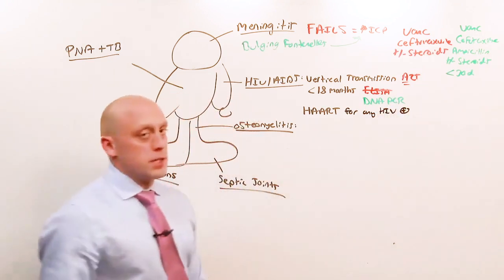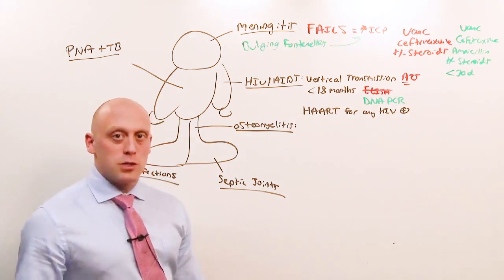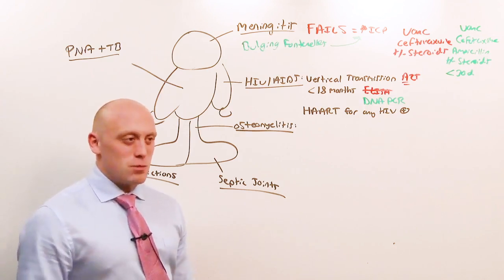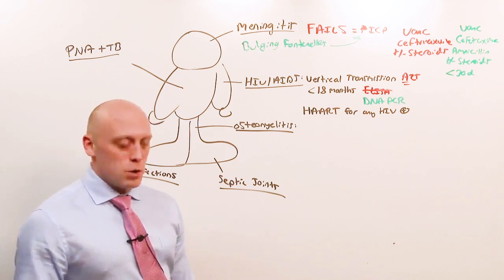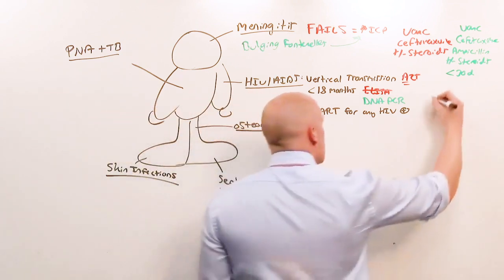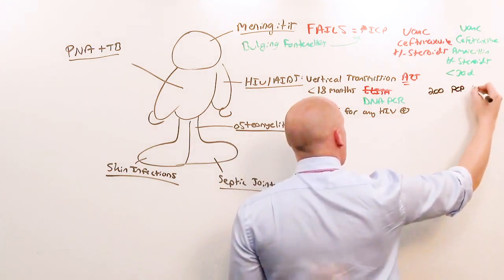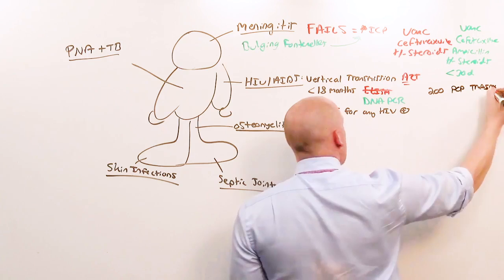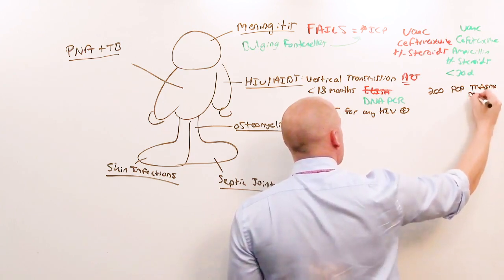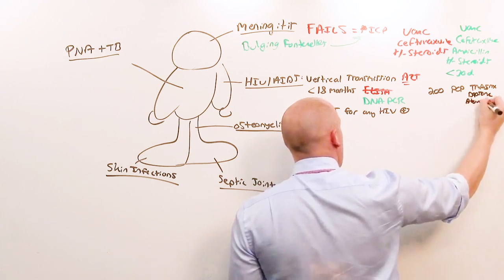And then, of course, don't forget about prophylaxis. Just remember the adult age cutoffs. You start prophylaxis a little earlier if you're less than 6 years old, but for the most part, what you want to remember is 200, PCP, trimethoprim sulfa. If you can't use trimethoprim sulfa, use dapsone. If you can't use dapsone, use atovaquone.